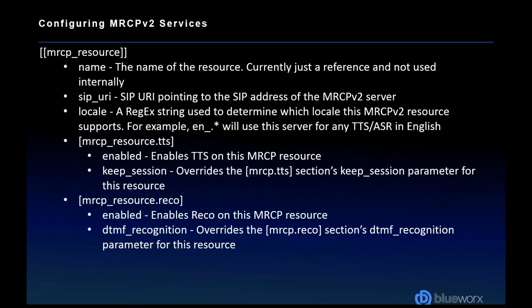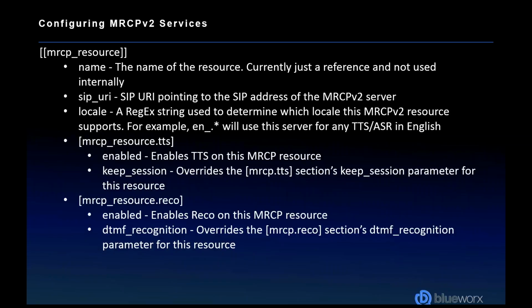An MRCP resource has a name. This parameter isn't actually used anywhere. It's cosmetic, just for your own reference. Then there's the SIP URI, which is the SIP URI of the MRCP v2 server. It's just a standard SIP URI, sip colon, Lumenbox, whatever the address is.